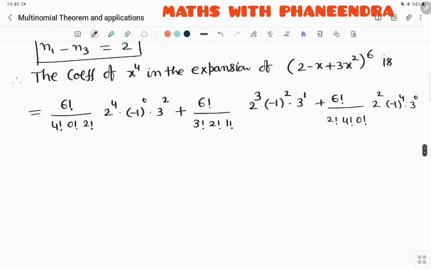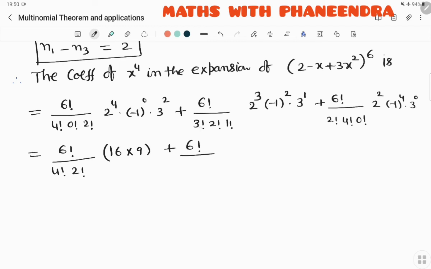Now, if you add these values, it will come as the answer. So 6 factorial by 0 factorial is 1, so 4 factorial into 2 factorial. 2 power 4 is 16, into 3 square is 9. Minus 1 whole power 0 is 1, no need to write it. So 6 factorial by, here I want to take common 4 factorial and 2 factorial.